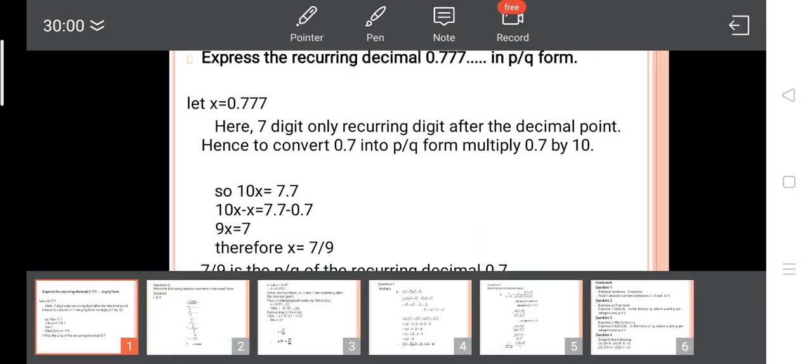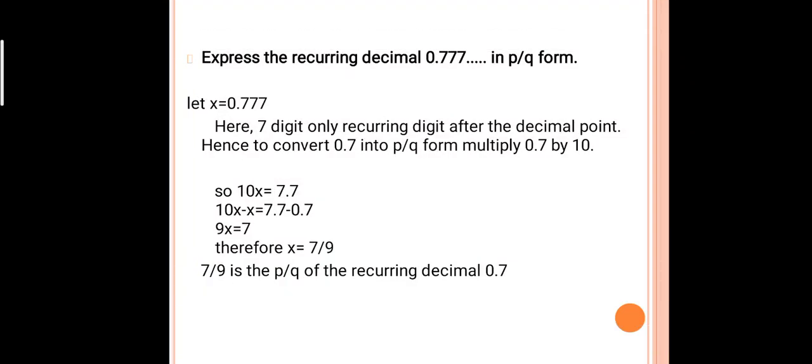Good morning, students. Today I am going to take a revision of the lesson Real Numbers. I am taking one example of every concept, so you have to concentrate on it.